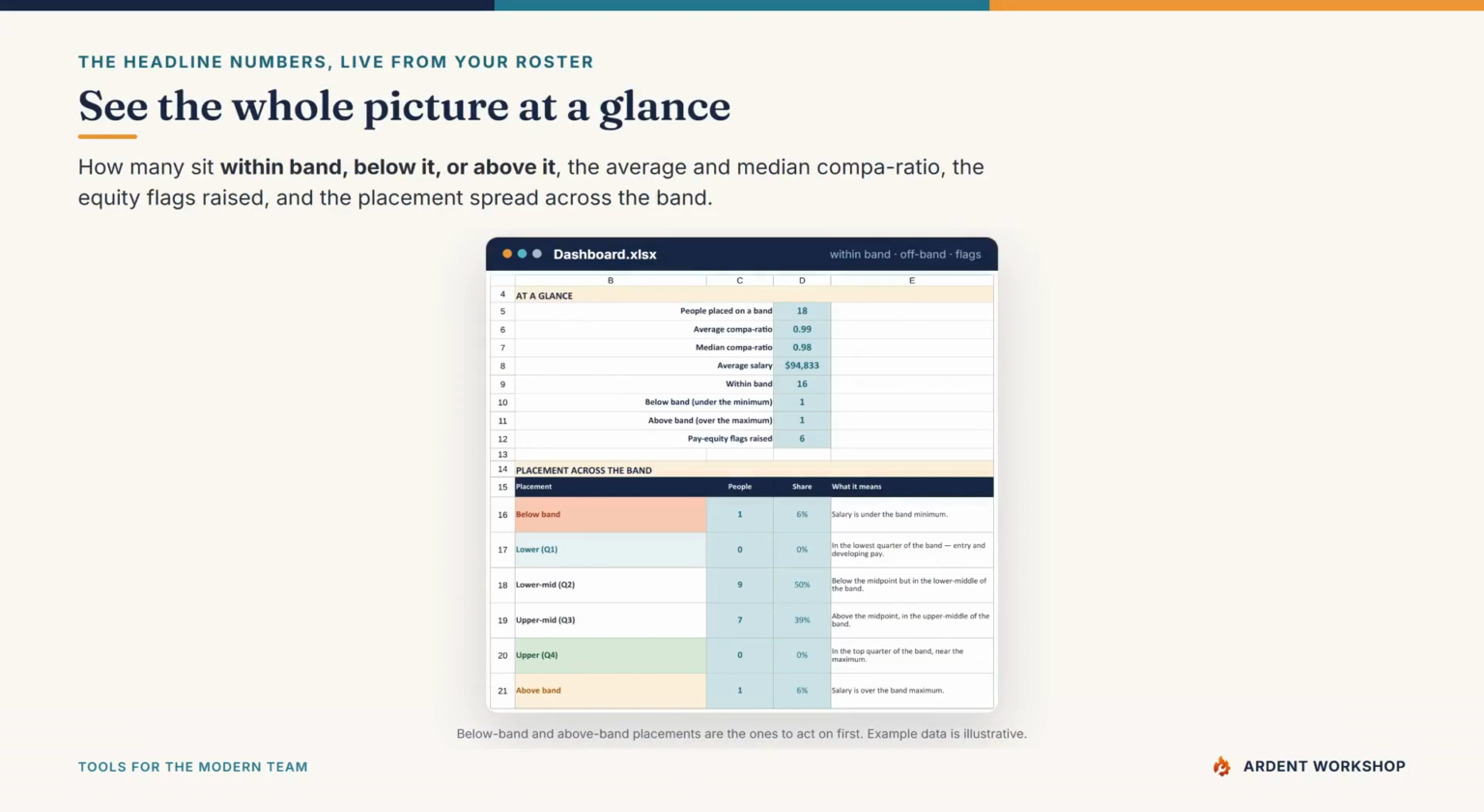How many people sit within band, below it, or above it, the average and median Compa-Ratio, the equity flags raised, and the full placement spread across your bands. And every decision you make gets a dated home on the action log.